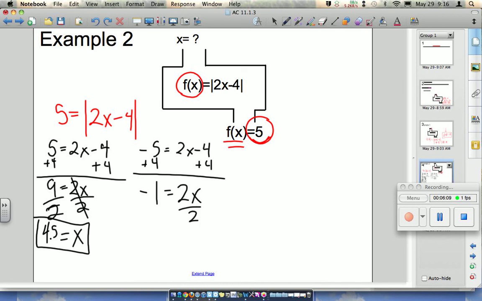Then I'm going to divide by 2. X equals negative 1 half. So these are my two solutions. Now this seems weird because we just talked about functions and that there can only be one of something, but let's read that definition again.